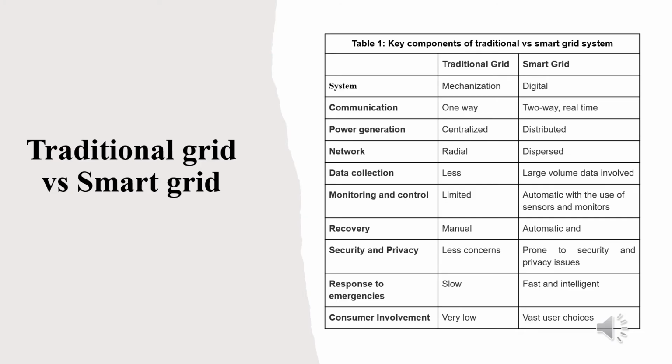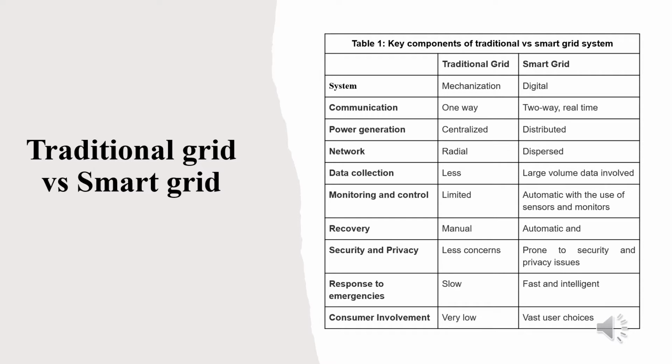Here we have prepared a table that will give us a better understanding and show the difference between a traditional grid and the smart grid. At the beginning, the traditional grid works in a mechanized way and is mostly done manually, whereas the smart grid will be totally digital and have the ability to make decisions on its own. And then the communication in the traditional grid is always one way, from the main generation point to the consumer, but the smart grid can be two-way and has a real-time connection between them, and that makes it easier for the consumer to move to renewable energy sources.